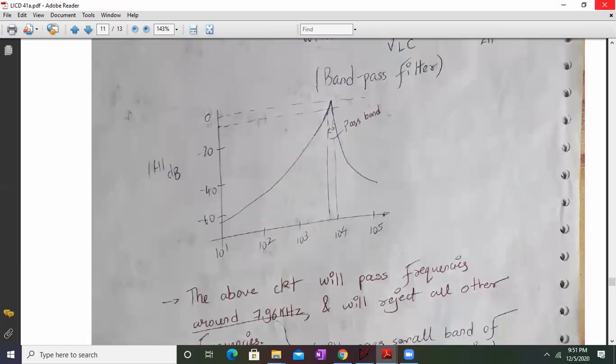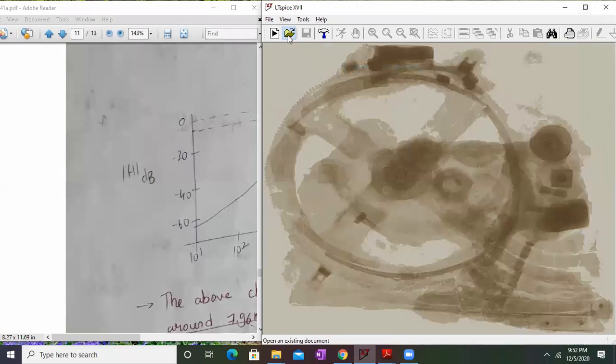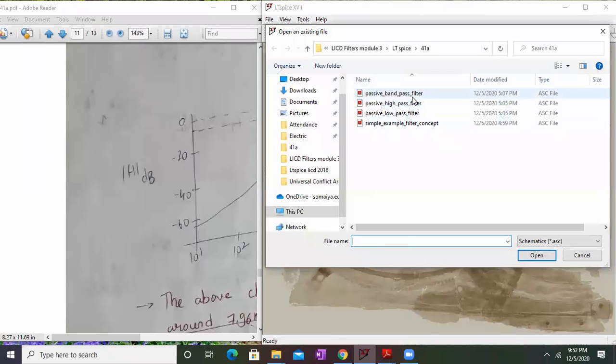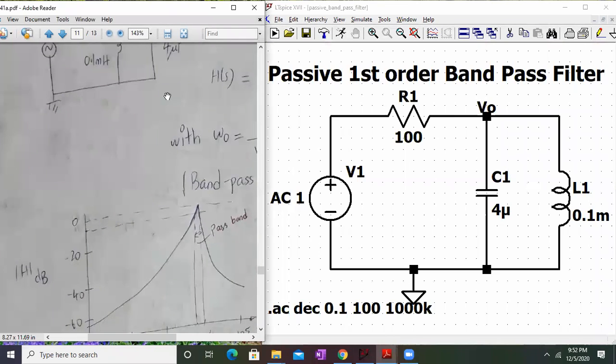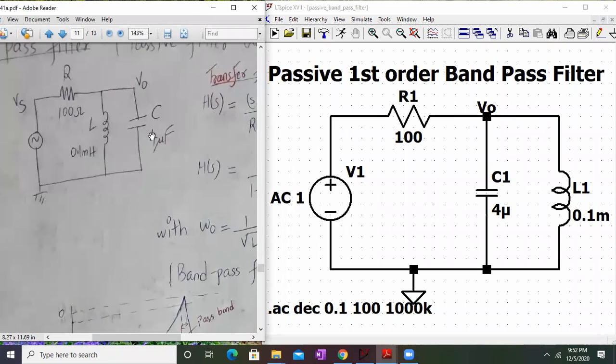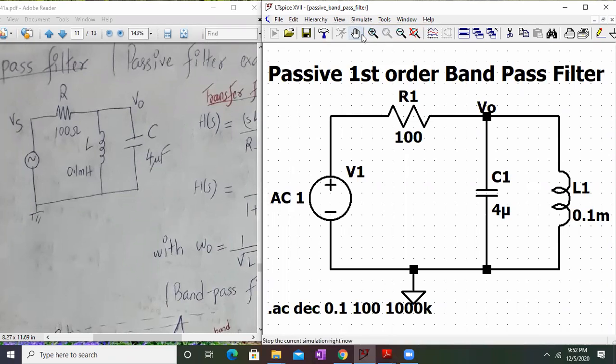So let's check this out in LT Spice. I guess I have the circuit with me. Let me check it once. Yeah, band pass filter, I have it. So we can take the same values over here: 0.1 millihenry, C is 4 microfarad, and R is 100 ohms. So let's check the response of a passive band pass filter.